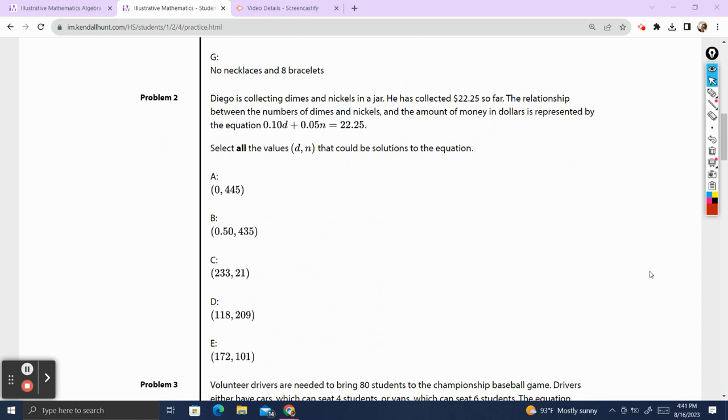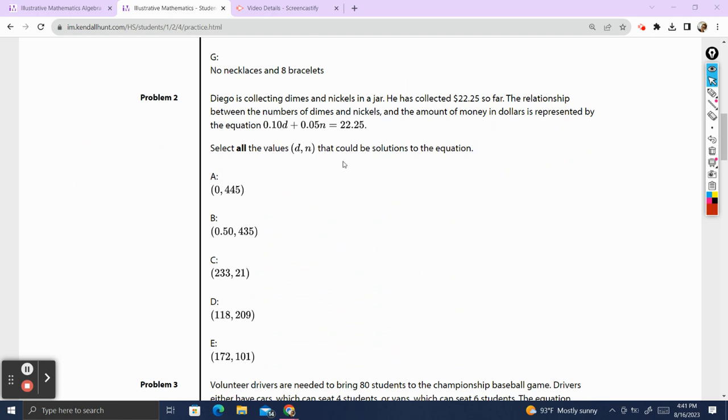Diego is collecting dimes and nickels in a jar. He has collected $2.25 so far. The relationship between the number of dimes and nickels and the amount of money is represented by the equation 10 cents times dimes plus 5 cents times the number of nickels equals $2.25. Select all the values D and N that could be the solutions to the equation.